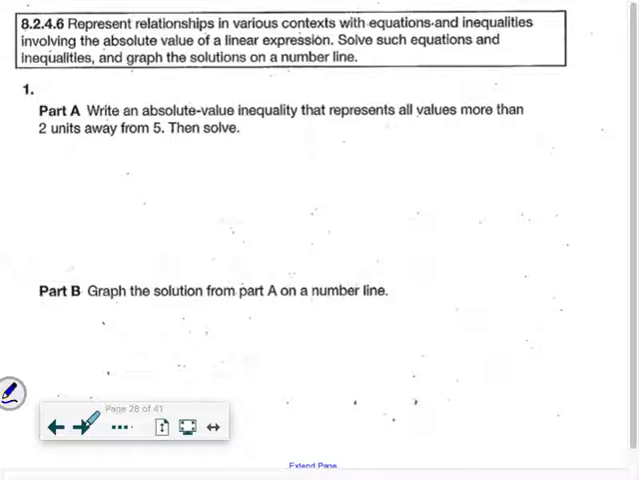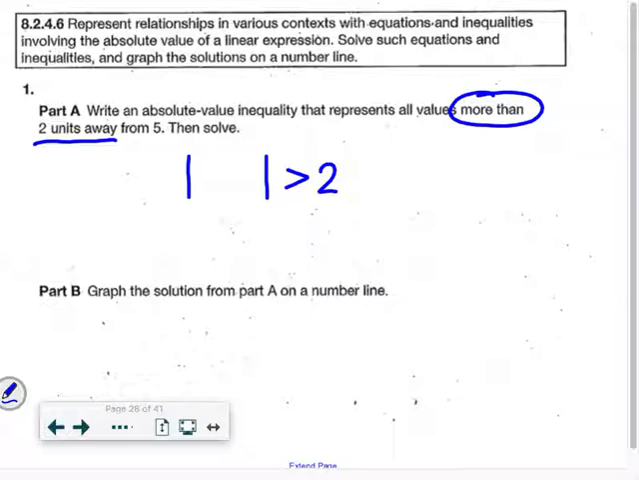All right, so absolute value inequality says more than 2 units away. So that means greater than 2 units away, more than 2 units away. Now, it's the distance away from 5. To find the distance between two things, you subtract them. So in my absolute value bars, I need x minus 5. The distance away from 5, more than 2, is more than 2.